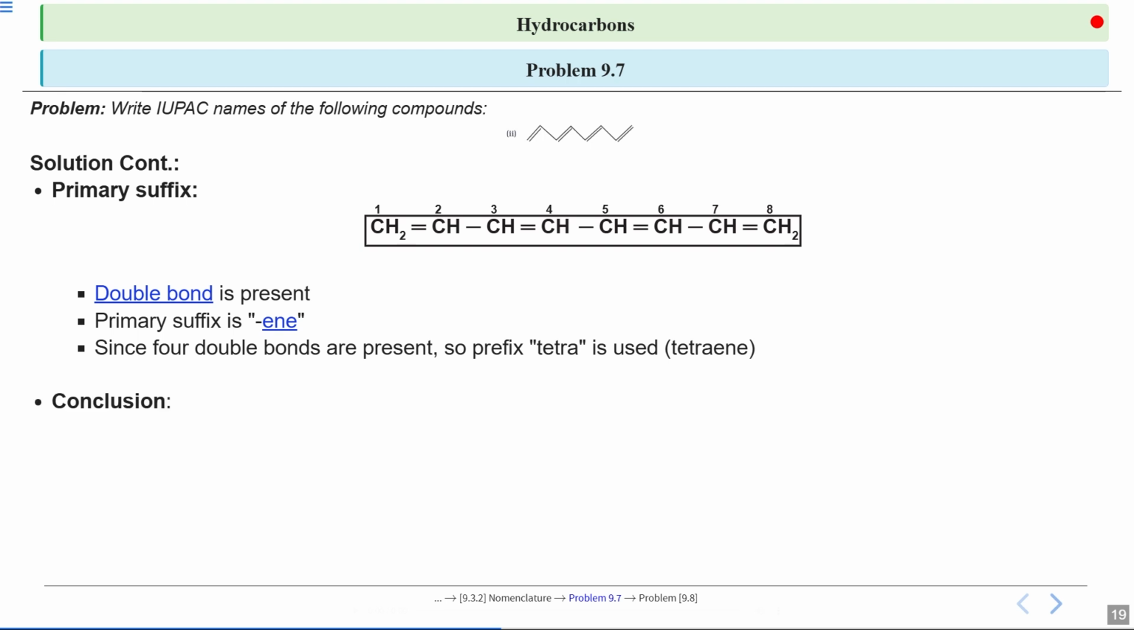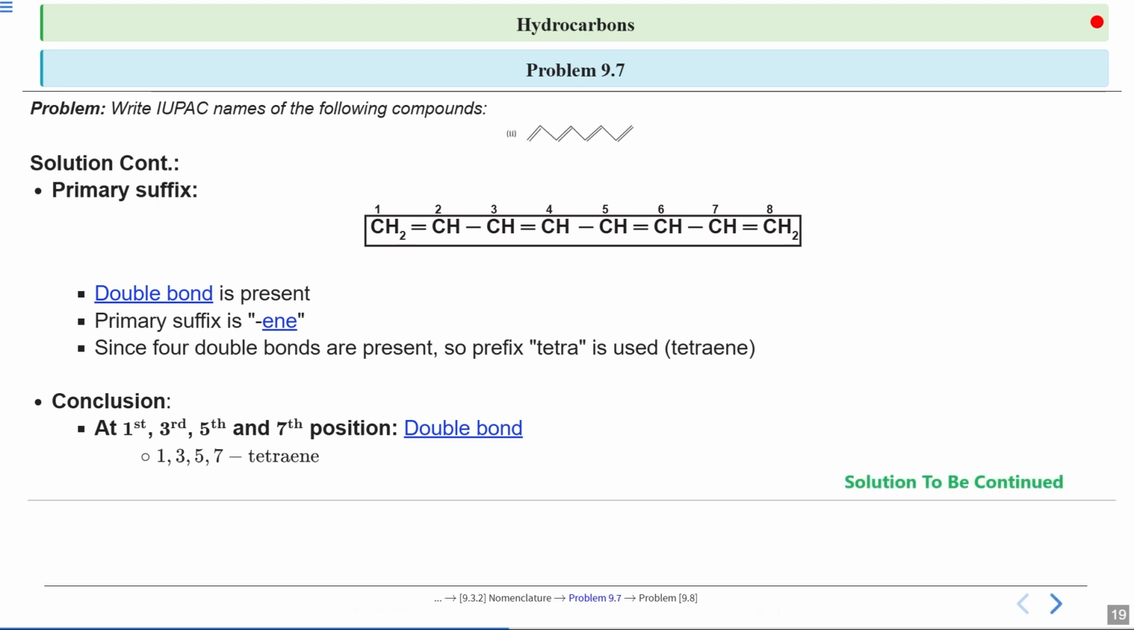Apart from this, you also have to decide the position of these double bonds. What will be the position? We have already seen this. It is 1, 3, 5, 7 with commas, then dash tetraene. And this is clarifying the position of the double bonds.